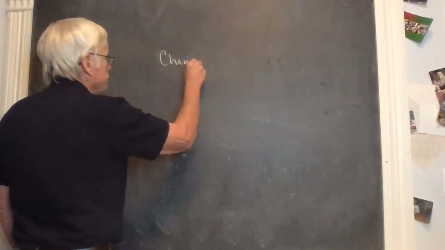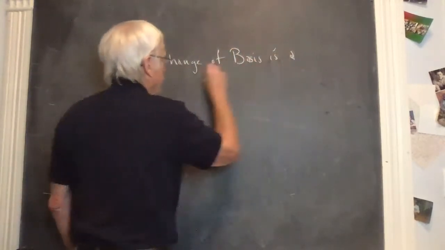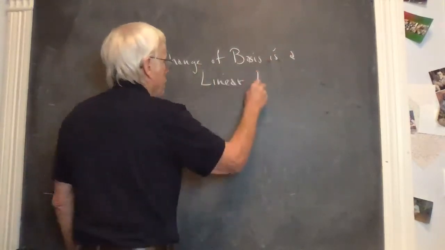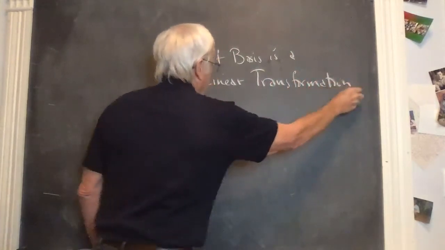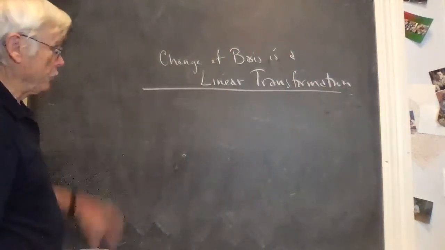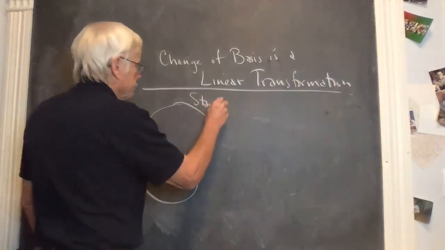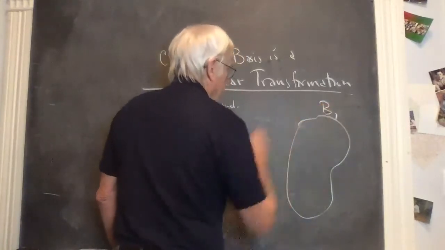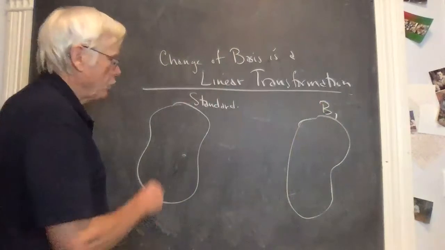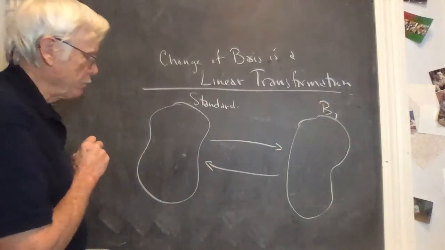Now, the key idea to doing this is change of basis. Changing language is a linear transformation. So if we live over here in standard land, over here will be basis B1 land. We want to translate back and forth. And I'll use T for translation.